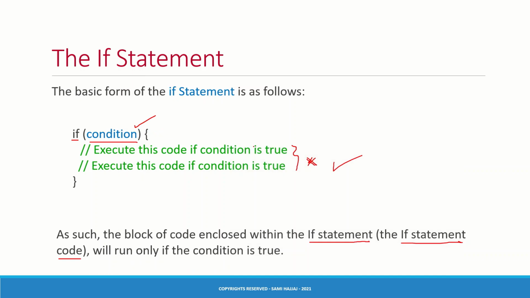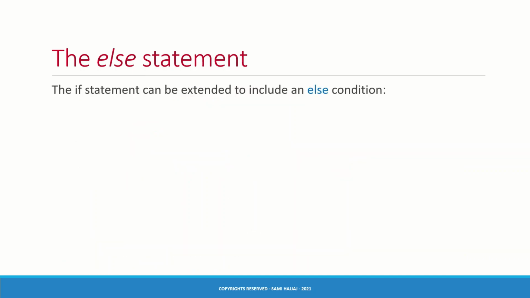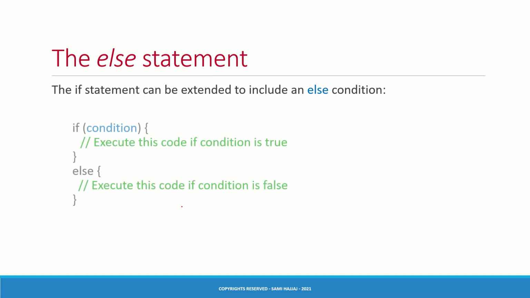So this is basically how the if statement works. Okay, what about the else? Now the if statement can be extended a little bit. We can actually add what's called the else condition. So we have a condition and then execute if this condition is true, and then we have an else command right here. And this will run if the condition is false. What condition? Exactly the same condition here.